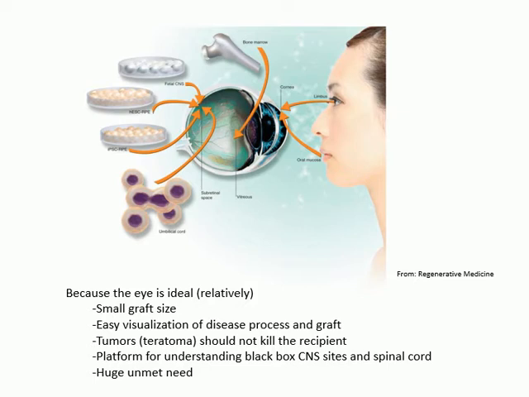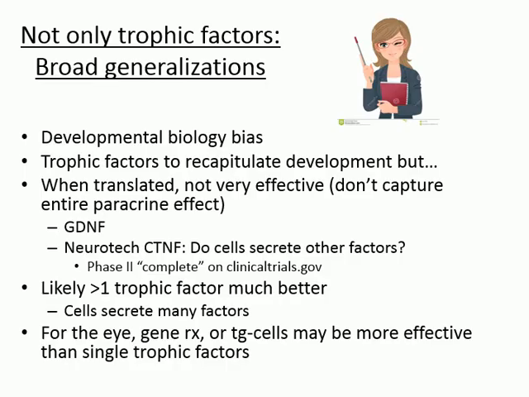From my perspective, the eye is really an important place for understanding how stem cell therapies are working in the CNS and in the spinal cord. Once you put cells into the spinal cord, they go into a black box. And since developmentally the eye is very similar to the brain, these therapies really should inform the CNS therapies. So here are some broad stroke generalizations that come from thinking about stem cell therapies in multiple organ systems.